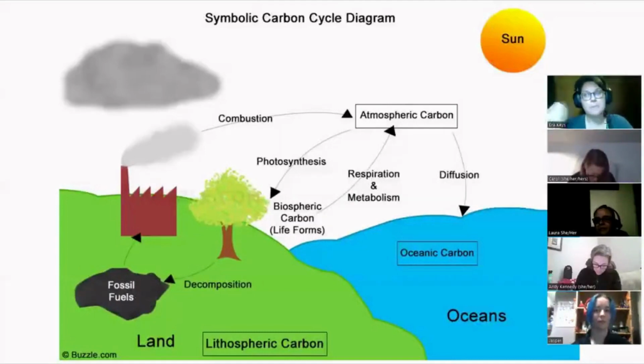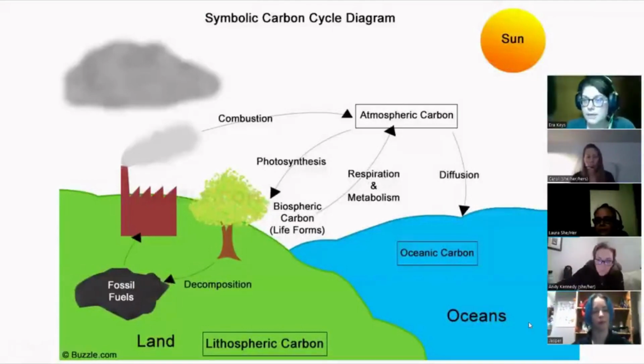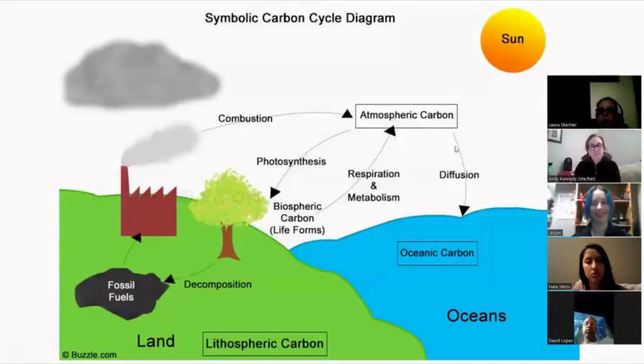And so let's look at a basic way that a carbon cycle exists. This is not complicated and it is not complete. Okay, there are resources in your outline that you can dive in to understand more about the carbon cycle. So, David, you're going to start us off. I want you to go from atmospheric carbon down to diffusion to the ocean. What is that process that is happening right there?